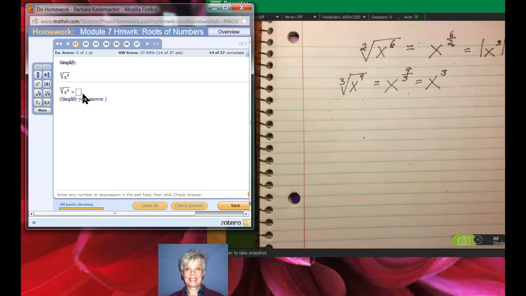Sometimes math is really easy. X, exponent, 3. Check answer. Woo! We're so smart.